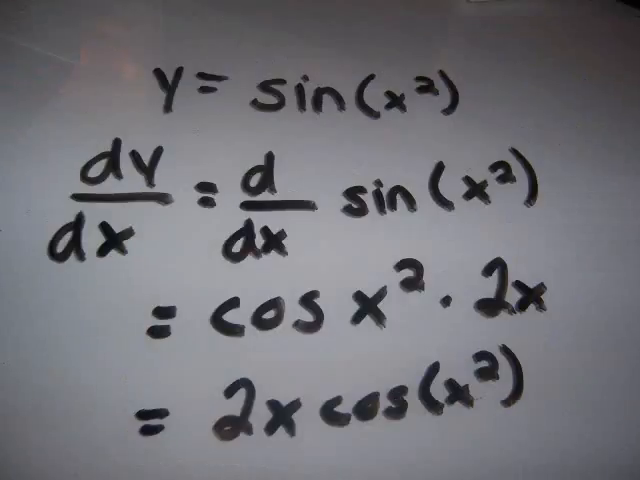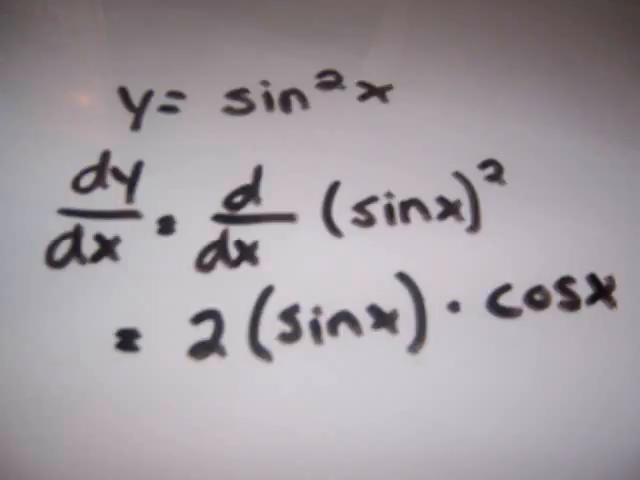We will also use the chain rule to take the derivative of this function y equals sine of x squared. If y is equal to sine of x squared, then the outer function is the sine function and the inner function is the squaring function. So the chain rule gives us dy over dx is equal to d over dx of sine of x squared. This is equal to the cosine of x squared times 2x. We will rewrite this as 2x times cosine of x squared.